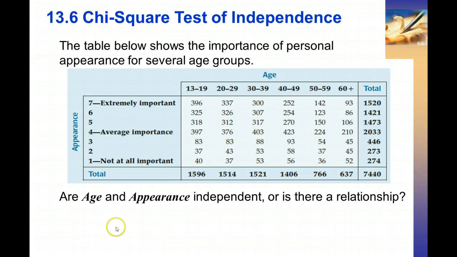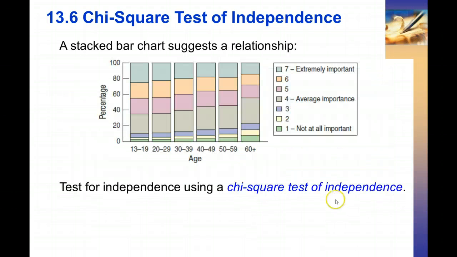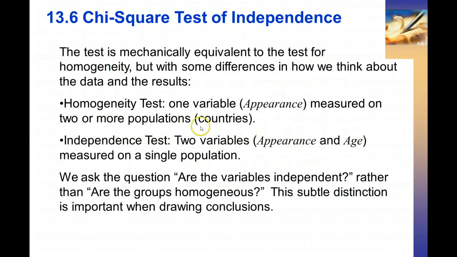So what's happening here? The two variables are the age range for the persons who responded, and we have their thoughts on the importance of appearance, and we want to see if these two are independent. Are the age and appearance independent, or is there a relationship? And that is the breakdown in the form of a graph. And then what we're saying with the chi-squared test, we're looking for independence. The chi-squared test for independence is mechanically equivalent to the test for homogeneity, but with some differences in how we think about the data and the results.